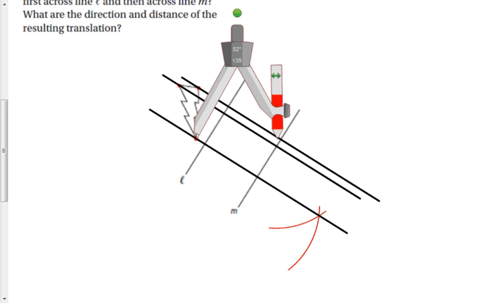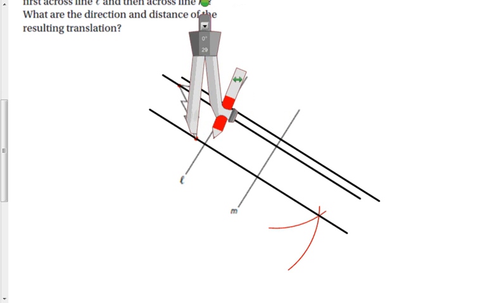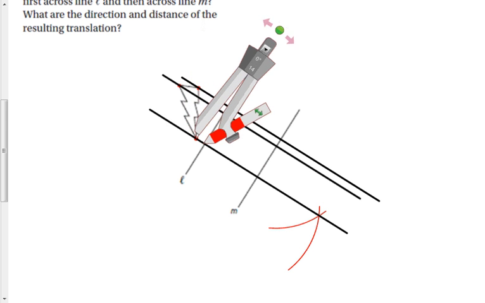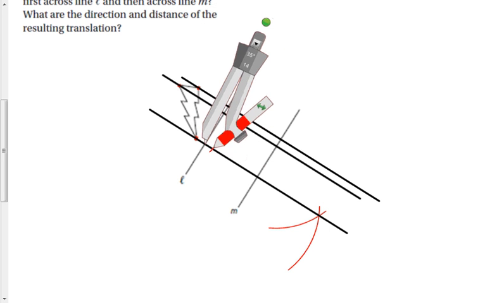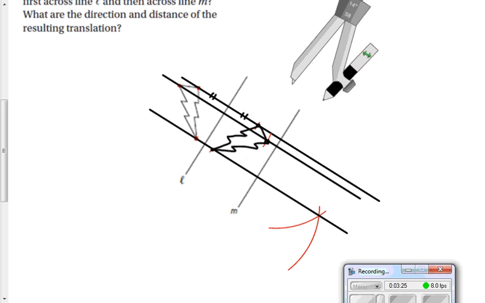Now I'm just going to measure the distance from this point to the line I'm reflecting across. At first, I'm going to reflect it across the line L, and then I'm going to reflect it across the other one. So the distance I need is right there, that distance. So I'm going to mark that. And I'm going to mark my other two distances like that also. So I just roughly drew that in there.